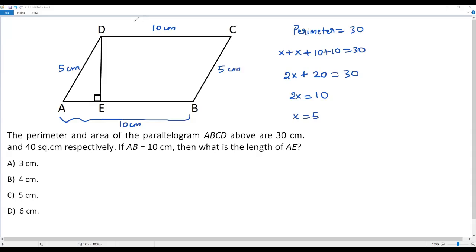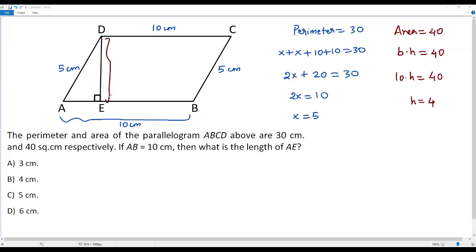Okay, now let me consider the other piece of information in the question, that is, the area of the parallelogram ABCD is 40 square centimeter. Let me write it over here. Area equals 40 square centimeter. We know the formula to find the area of a parallelogram, that is base times height equals 40. Here this length AB represents the base of the parallelogram, and we know that the length of AB is 10 centimeter. We can plug in 10 for base over here. Then I'm getting 10 times h equals 40. When I divide both sides by 10, I'm getting h equals 4. So now I got the height of the parallelogram, that is 4 centimeter.